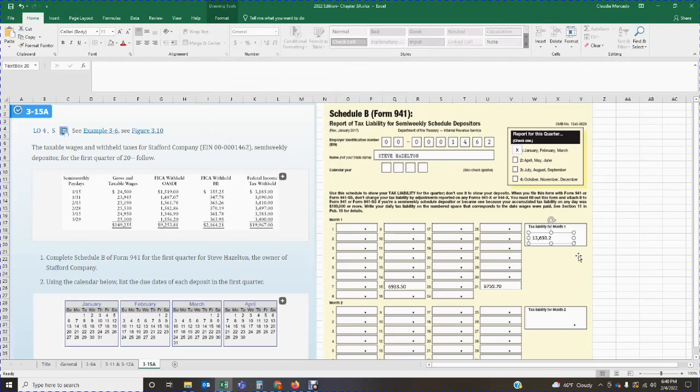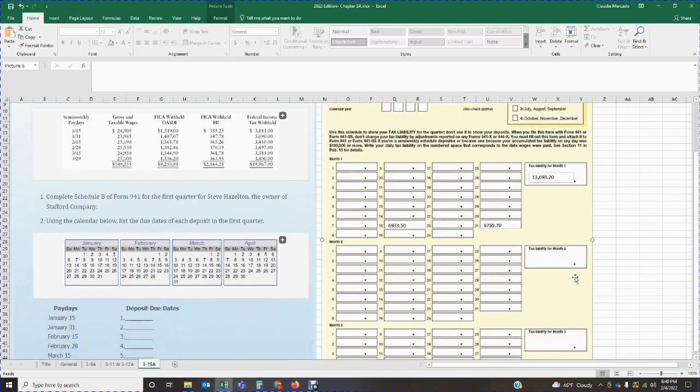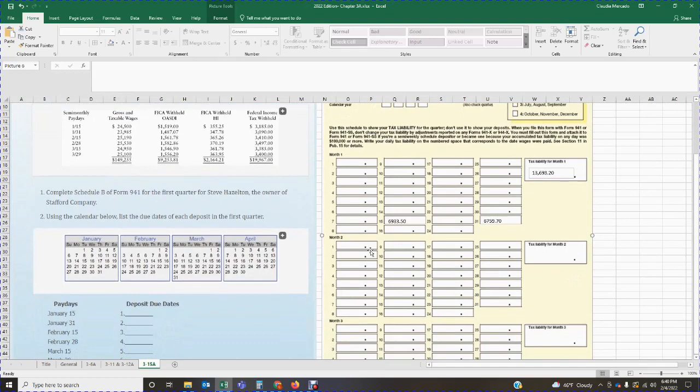13,693.20. Okay. So this is the tax liability for month 1. This is how much taxes are owed for the employee and employer portion of OASDI and HI, as well as for the federal income tax. Okay. We're going to repeat the same steps, but now for February.